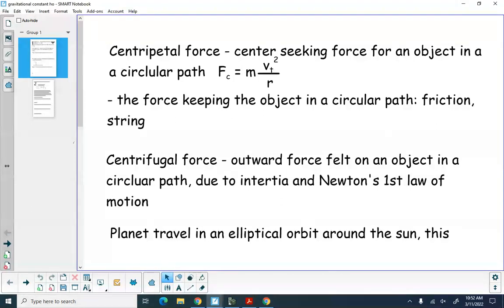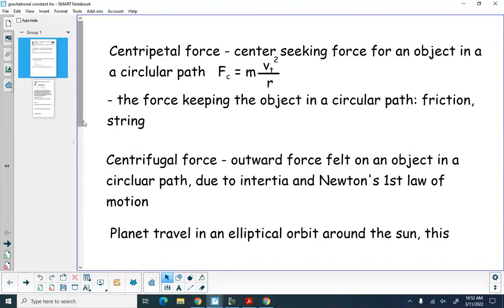Centripetal force, we've talked about centripetal force. Centripetal force can be calculated by mass times the tangential velocity squared divided by the radius. The force keeping the object in a circular path is friction, or the tension in a string.